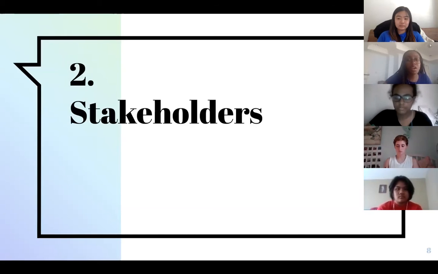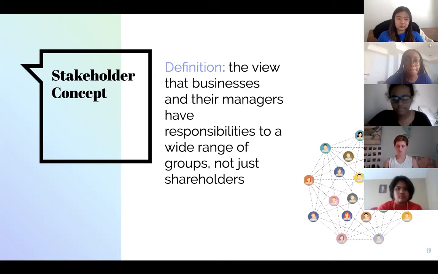Okay, so next we're going to be talking about stakeholders. First of all, we're going to start off with the definition. The stakeholder concept is the view that businesses and their managers have responsibility to a wide range of groups, not just shareholders.